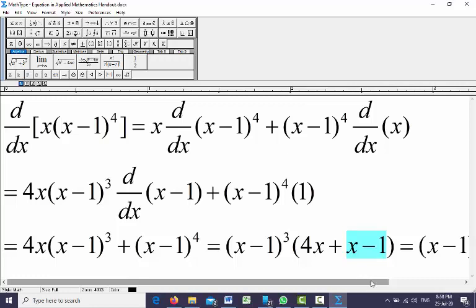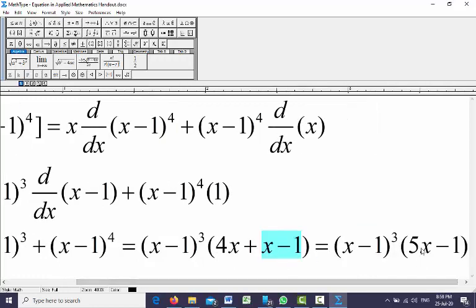So if you simplify, we will get 4x plus x, that means 5x minus 1, multiplied by x minus 1 power 3. So that's the answer.